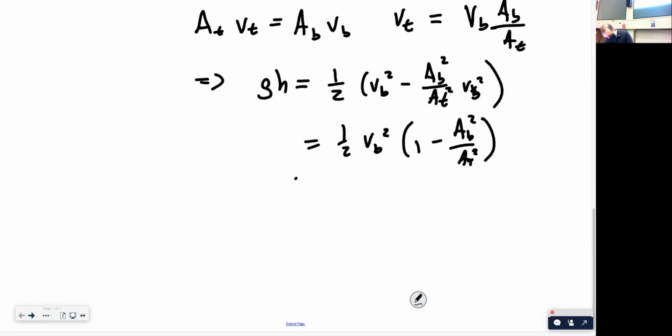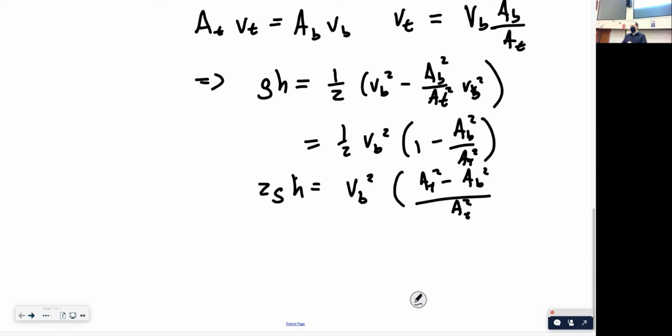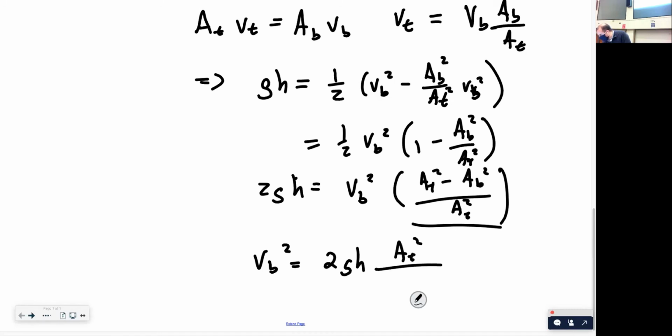Okay, so let's bring the 1/2 over. We've got 2gh equals VB squared times, and you'll see why I'm going to do this in a minute, we can write this as AT squared minus AB squared all over AT squared, just changing the 1 to an AT squared over AT squared and combining those two terms. Then we divide both sides by this term. VB squared equals 2gh times AT squared over AT squared minus AB squared.